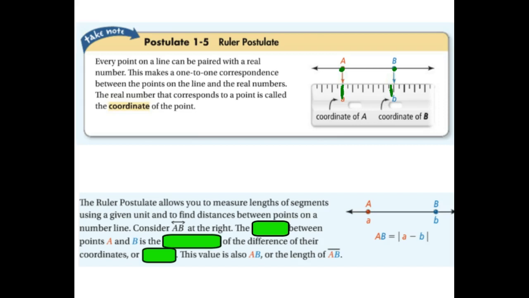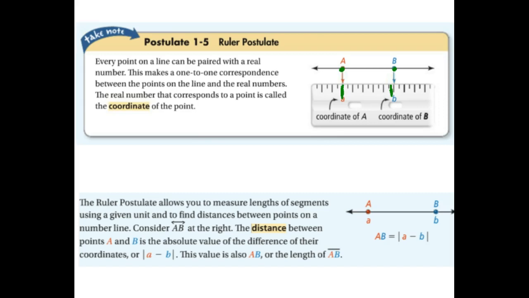Consider the line to the right. Line AB. The distance between points A and B is the absolute value of the difference of their coordinates, or the absolute value of A minus B. This value is also AB, or the length of segment AB.